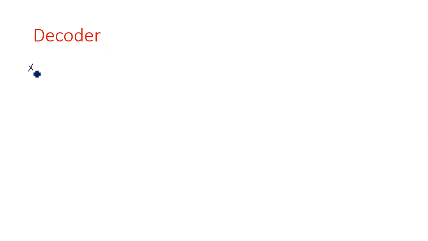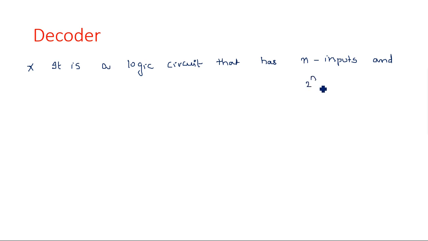A decoder is nothing but a logic circuit that has n inputs and 2 power n outputs. That means the size of a decoder is n by 2 power n. The size of a decoder is n by 2 power n.